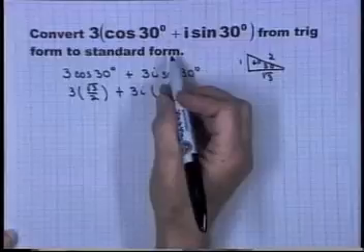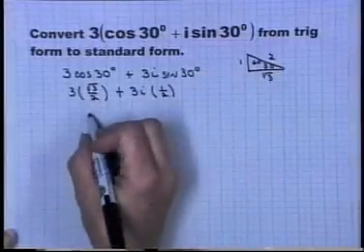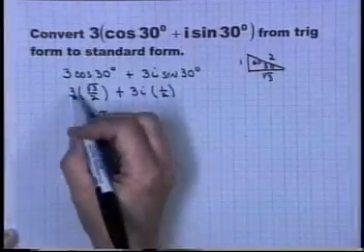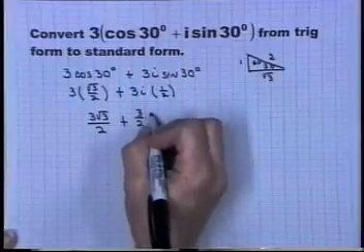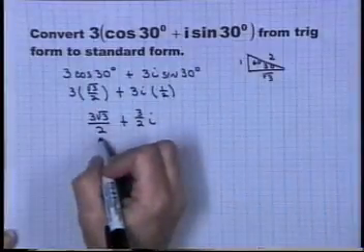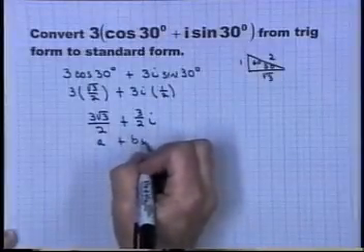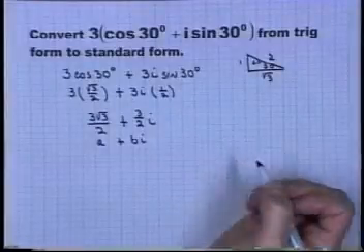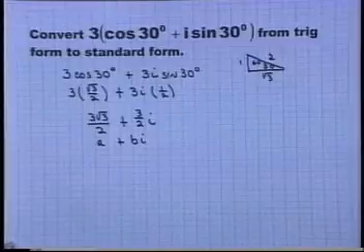Now, we want this in standard form, which is the a plus bi form, so we're going to multiply this and write 3 times the square root of 3 over 2, plus, I've got 3 times 1/2 is 3 halves i. So my a is 3 square root 3 over 2, my b is 3 halves, and that's in that standard form, a plus bi. The real part here, the imaginary part, 3 halves.